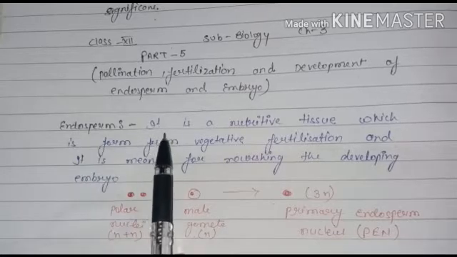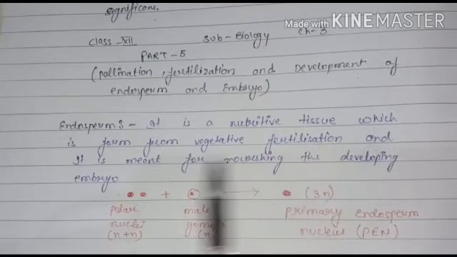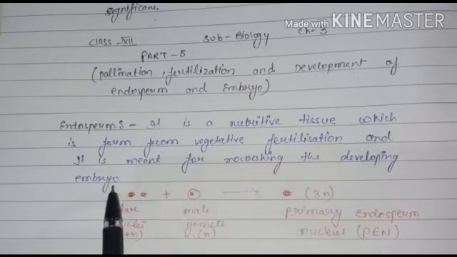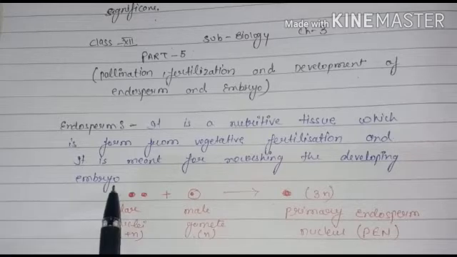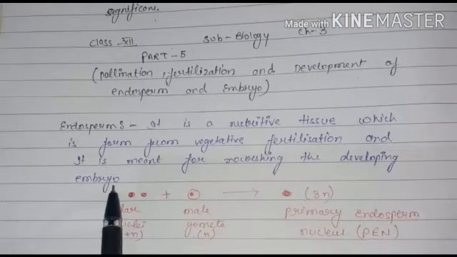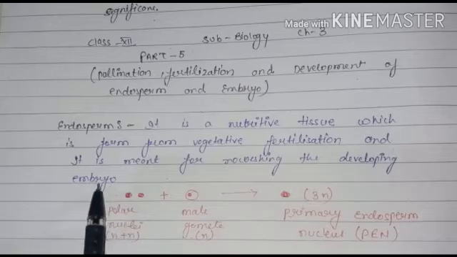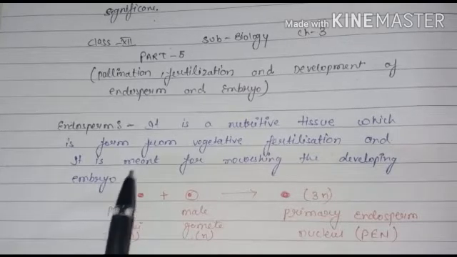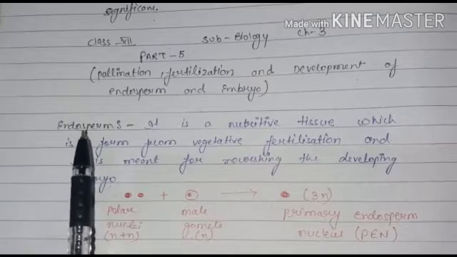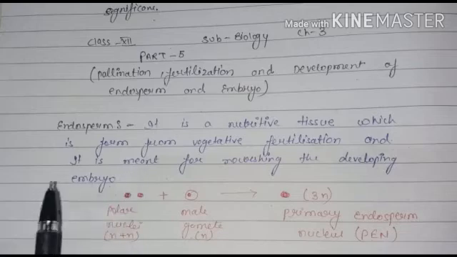What is endosperm? It is a nutritive tissue formed from vegetative fertilization, and it is meant for nourishing the developing embryo. Embryo means that from the zygote the embryo will develop. In double fertilization, the zygote is formed, and that zygote later develops and forms the embryo. That embryo gets its nourishment from the endosperm. So the function of endosperm is giving nourishment to the embryo.